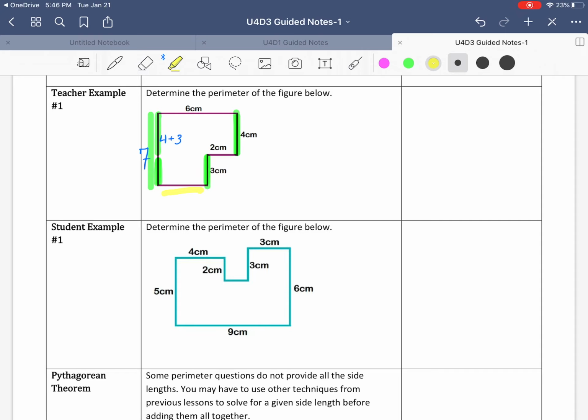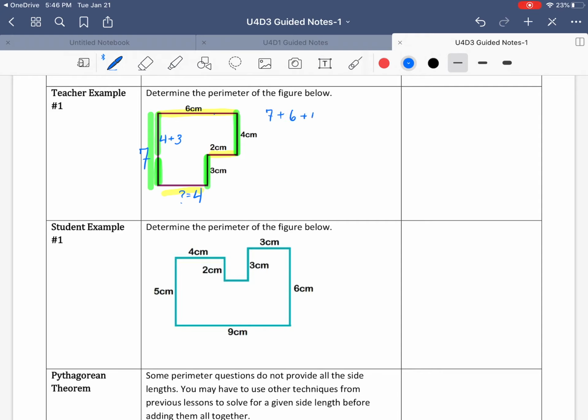Similarly, when we look at the other side, we can see that this section here is 2, and this whole section is 6. So we're looking for some number plus 2 that gives us 6, which is in this case 4. So we know that 4 plus 2 will give us 6, and then 4 plus 3 gives us 7. Now that we have all of our side lengths, we can add them together.